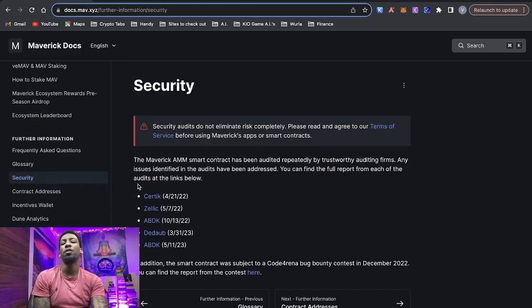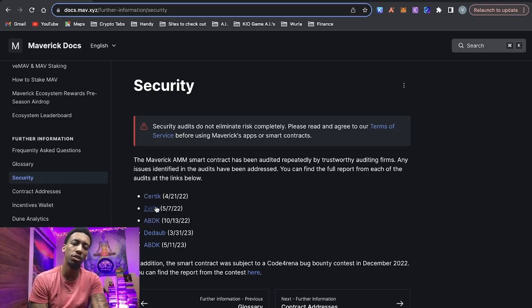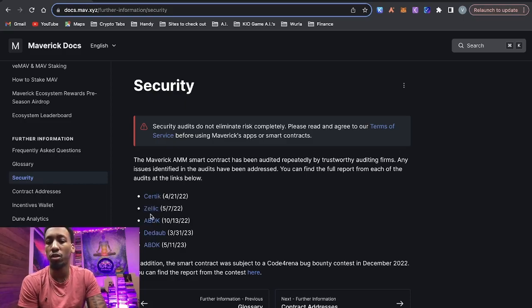Next thing, super important: whenever you're allowing a smart contract to interact with your wallet, you want to make sure that smart contract is safe. One way of doing that is seeing if they have smart contract audits. I'm not going to go through all these on camera, in an effort to keep this video short, but they have 5 different audits. There were vulnerabilities that they have fixed, and that's a good sign.